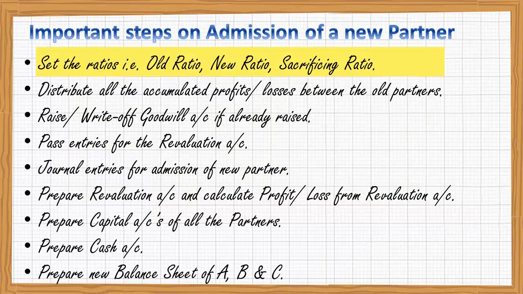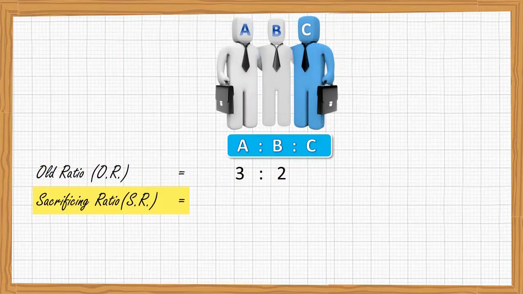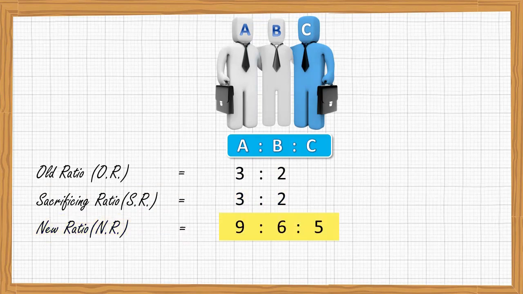First of all, set the ratios. For A, B, C: old ratio 3:2, sacrificing ratio 3:2, new ratio 9:6:5. Now we'll start journal entries.